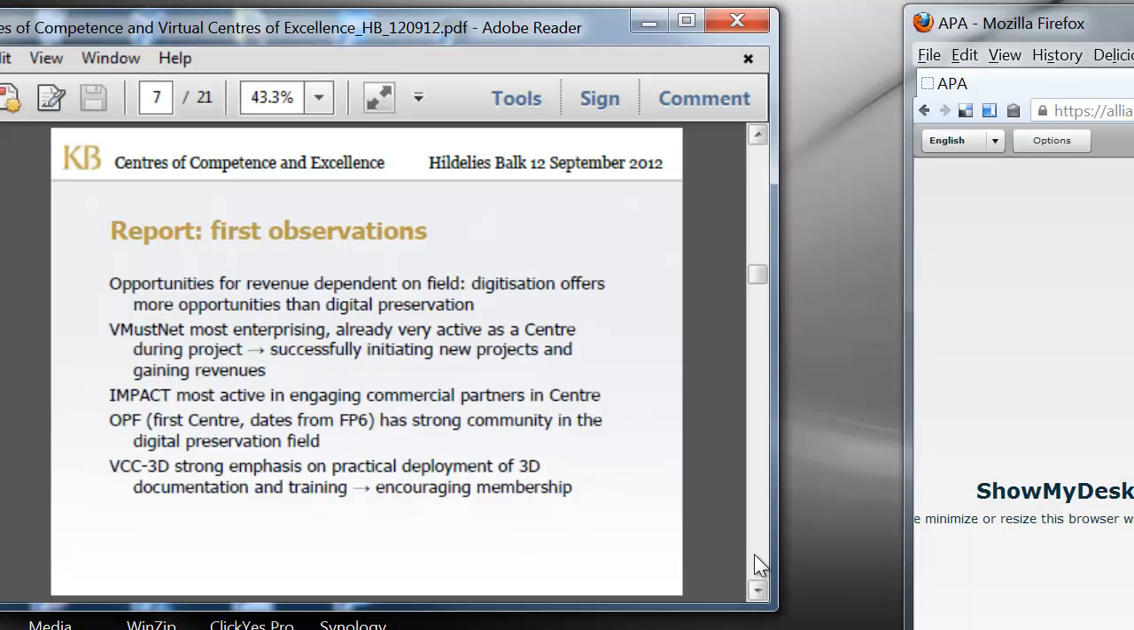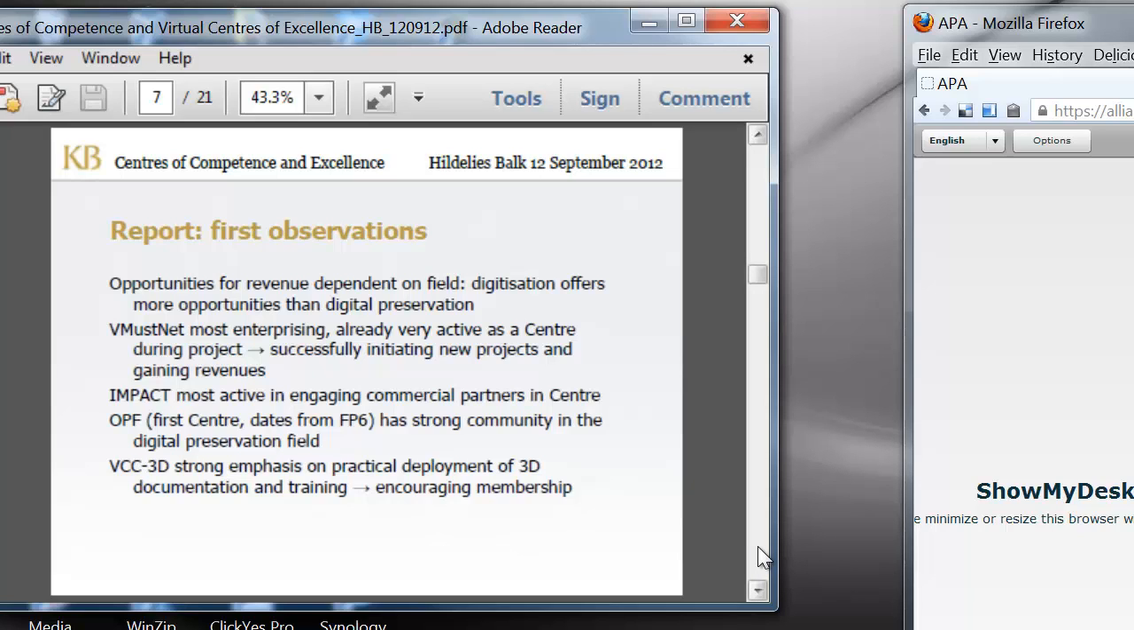It seems that VimasNet has been very enterprising already as a project, and I hope that Daniel will tell us more about that, because they have already been successfully initiating new projects and gaining revenues. It seems that Impact has been most active and successful engaging commercial partners in the center. OPF then has a very strong community in the digital preservation field and was actually the first to get off the ground and is still going strong.